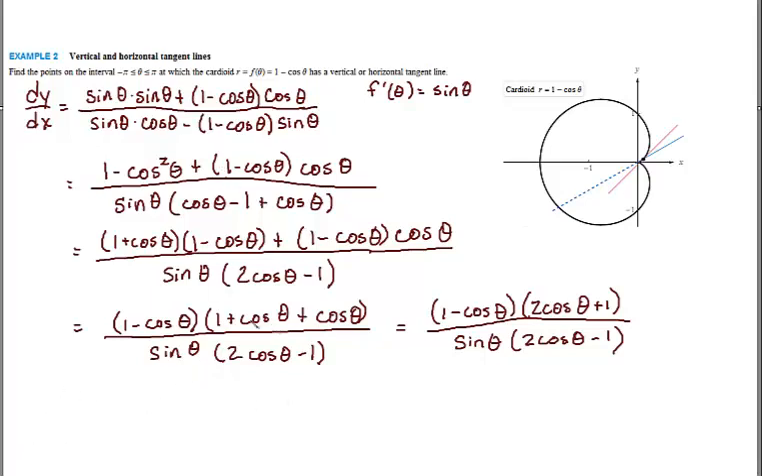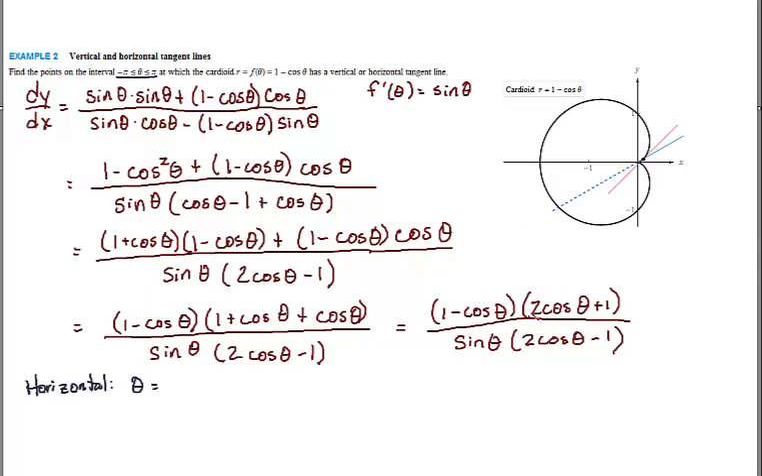Alright, after a bunch of algebra, this is what I get. The horizontal tangent lines are going to occur when the numerator is 0 and the denominator is non-zero. So let's figure out where this numerator right here is equal to 0. And you're going to need to remember your limits there, what theta varies between. It varies from negative pi to pi, so we'll make sure that we stay within that. We're going to need to look at each of these terms to see where each one equals 0.